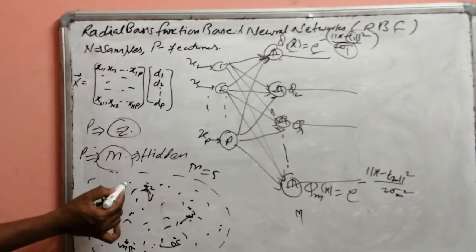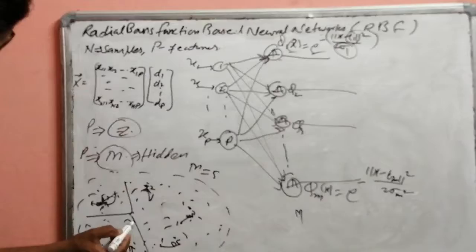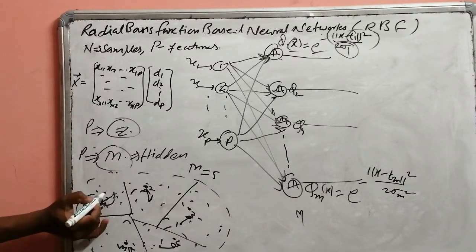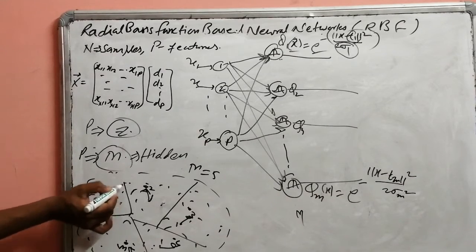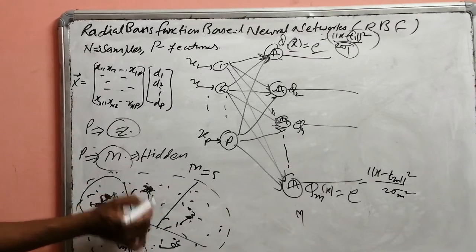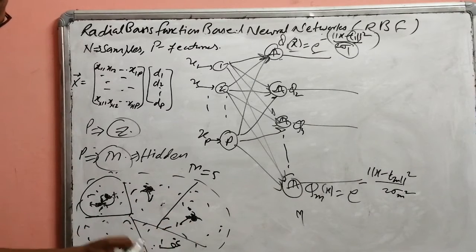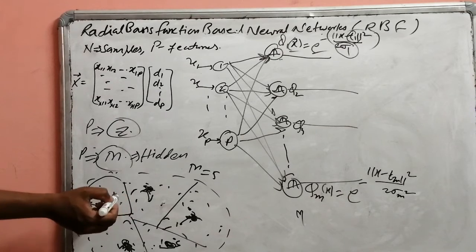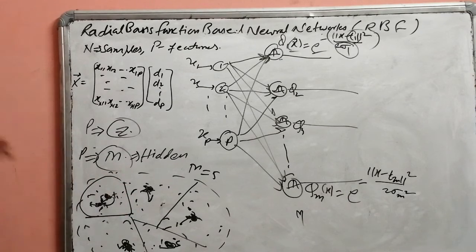So form 5 clusters: 1, 2, 3, 4, and 5. Initially 5 clusters were formed in the first phase. Find the centroid of all these. Let first cluster's centroid be this, second cluster's centroid be this, third, fourth, and fifth cluster centroid be this. Now again repeat the same process. Pick the sample and find its nearmost cluster, nearmost centroid, and realign them to its nearmost.